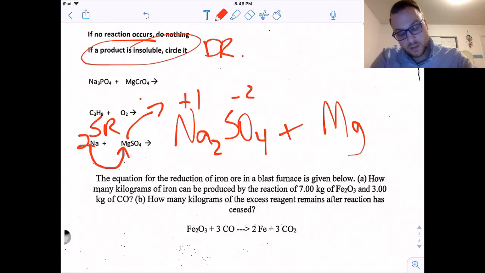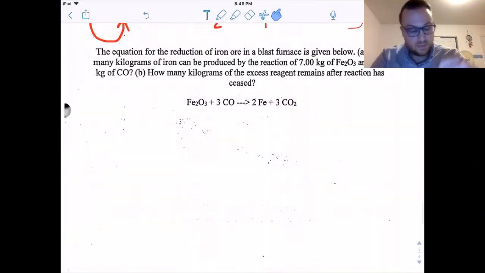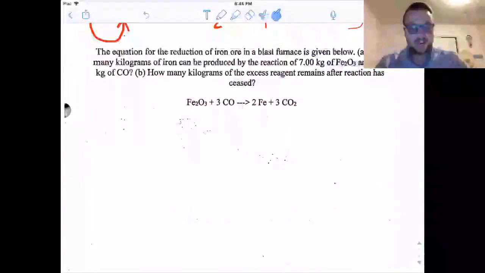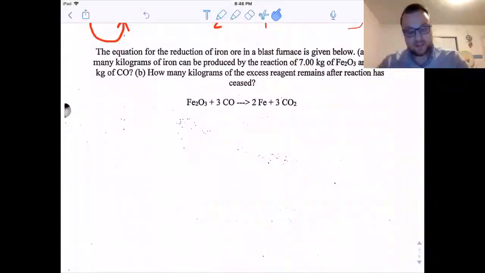Next, limiting reagents, everyone's favorite. If there's one problem we do in class that everyone's like, Mr. G, please give us more, it's limiting reactants. So, there's 2 things at play here. 1, get the limiting reactant. 2, answer the question based on your limiting reactant. And this one was a little bit different than what we've been doing, but the process is the same.